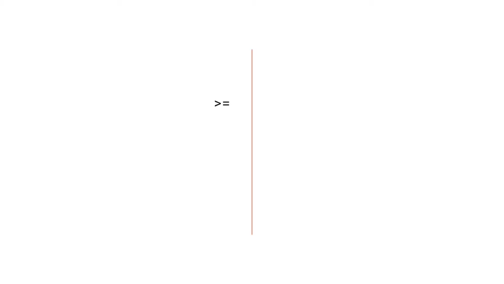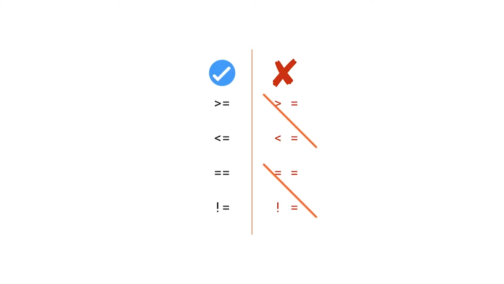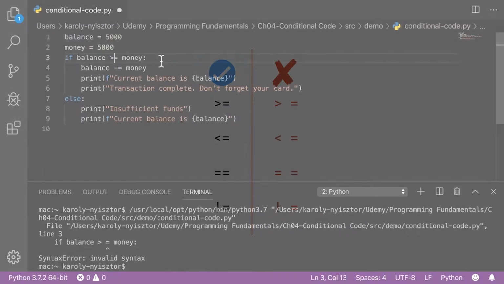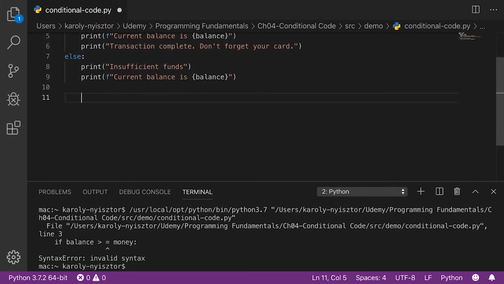The greater than or equal, less than or equal, equals, and not equals comparison operators must be written together without spaces between them. Another common mistake is using a single equal sign in conditional statements. Let me show you what I mean.